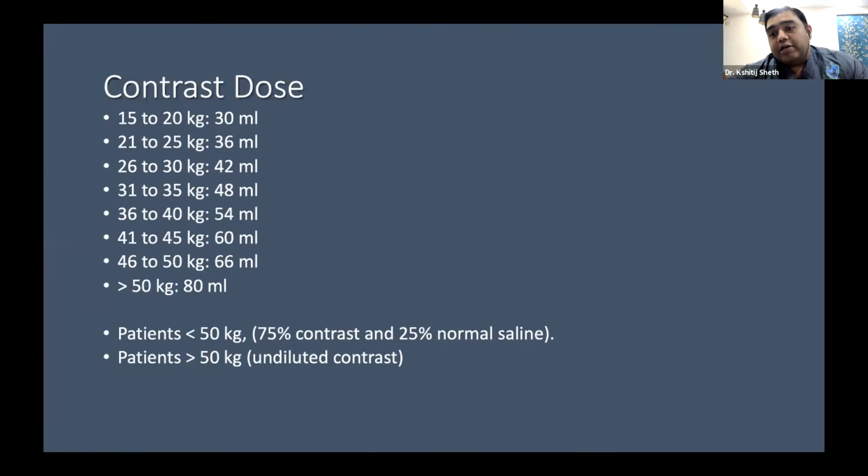We require a high contrast dose. This is a table that we follow for giving the contrast injection. Roughly it is around 1.5 to 2 ml of contrast that is required. It will be a long injection of 5 seconds and nearly 1.5 to 2 ml of contrast has to go in. For patients less than 50 kg, we use a dilution of 3:1, and for more than 50 kg, we need to use undiluted contrast. So that's a large amount of contrast going in a single injection.